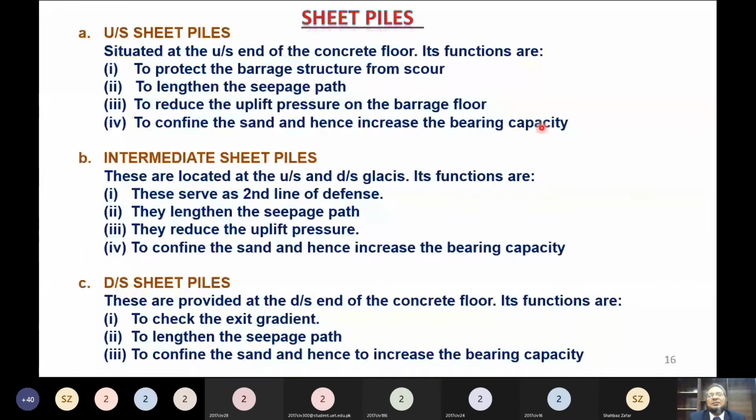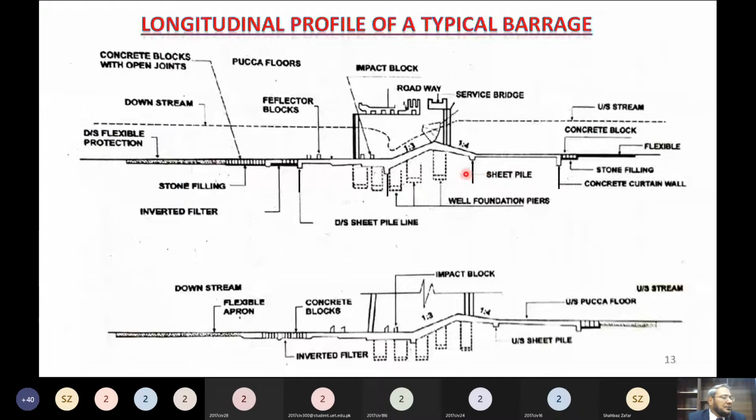Now, here, in between these two, you can see the sheet piles. If this is the upstream sheet pile, and this is the intermediate sheet pile, then the sand in between will get confined, due to which the bearing capacity of the sand will increase.